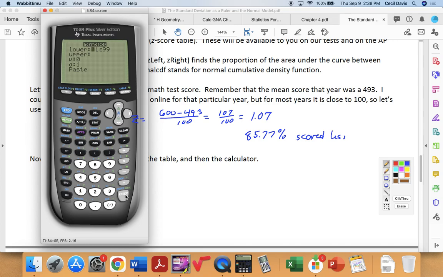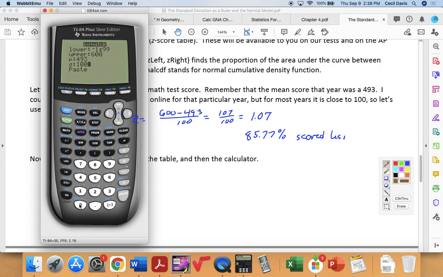For the upper bound, it's 1 times 10 to the 99. I want to put in my score, 600. Then mu, which is the mean, 493. And the standard deviation is 100, we're assuming it's about 100. It's funny, you can find the data on the medians all day long, but nowhere does it tell you what the standard deviation is.